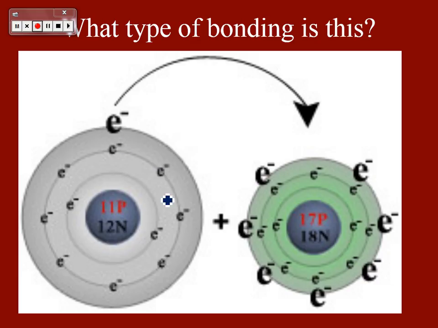So what kind of bonding would this be? What we see here is that this atom is giving away this outermost electron of 1, which then gets rid of that level, and then they have a full outer shell of 8. They give it to this one that only has 7, so now they have a full outer level of 8. Because this one gives away 1, it becomes positive by 1. This one receives 1 and becomes negative by 1.